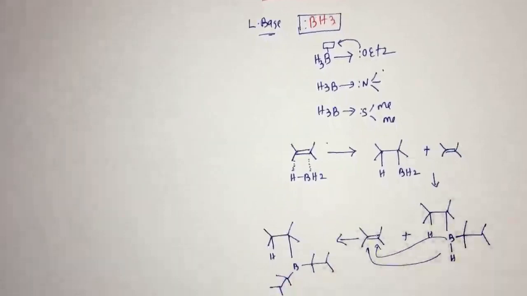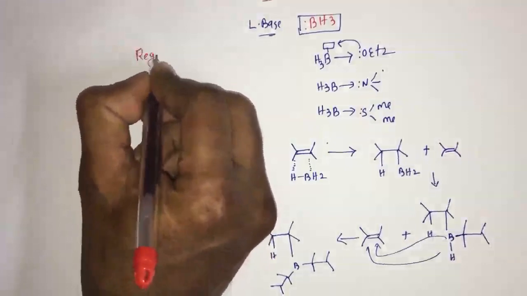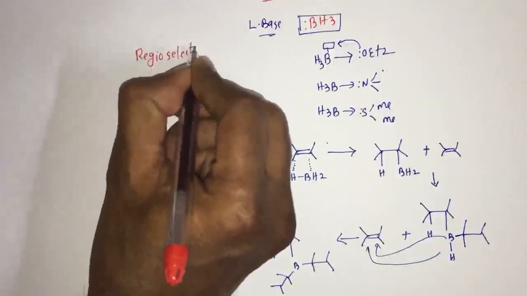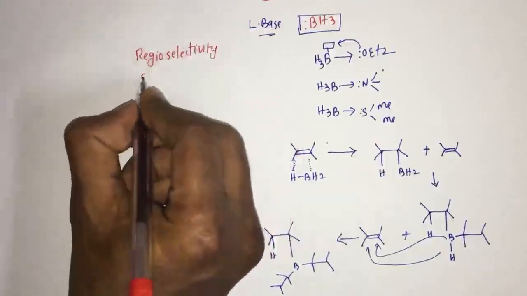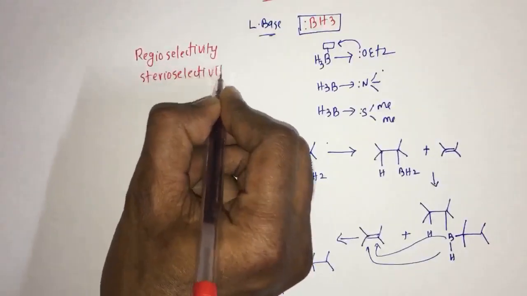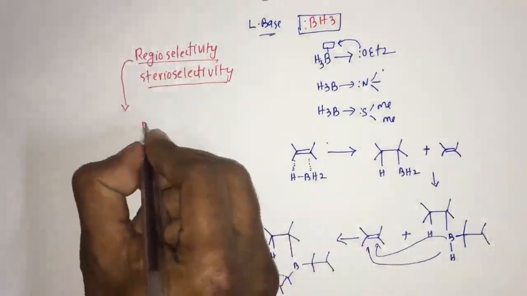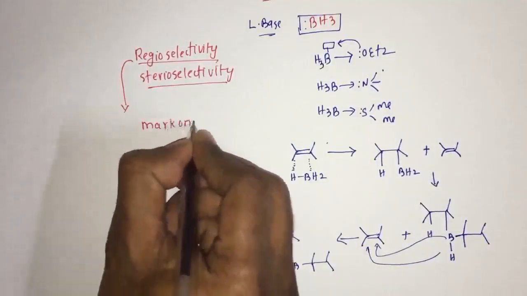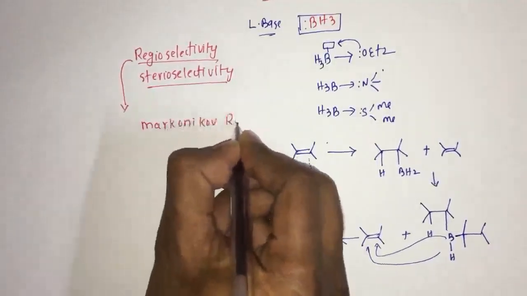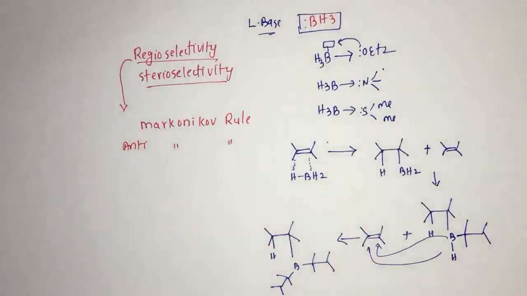That means hydroboration. The next step is regioselectivity, which is very important. After that we will see stereoselectivity. In regioselectivity there are two rules: the Markovnikov rule and the anti-Markovnikov rule.